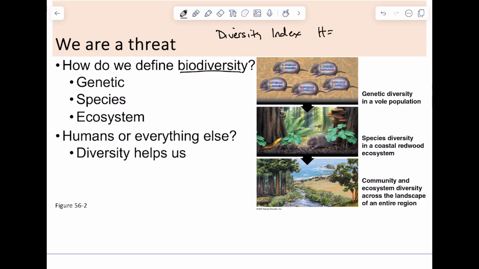That was that H equals the negative sum of P_i times the natural log of P_i, where P is just the proportion that species is in whatever area you're looking at. So that is what we would call species biodiversity, but there are other versions of biodiversity that exist.